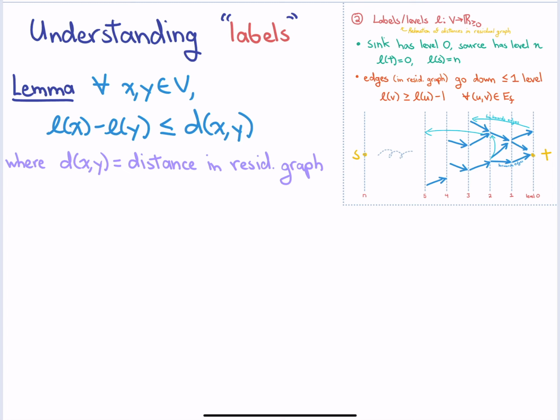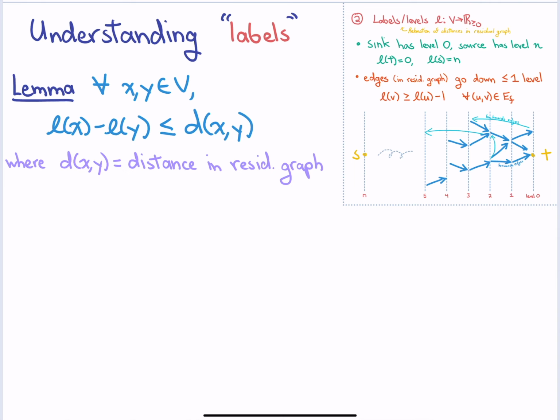Here's a lemma about labels to help us understand what's going on with these labels. Okay, so I'm going to let dxy denote the distance from x to y in the residual graph, like number of hops in a breadth first search kind of way. The claim is that for any two vertices x and y, the level or label of x minus the level or label of y is at most the distance from x to y. Okay. So the question is, why?